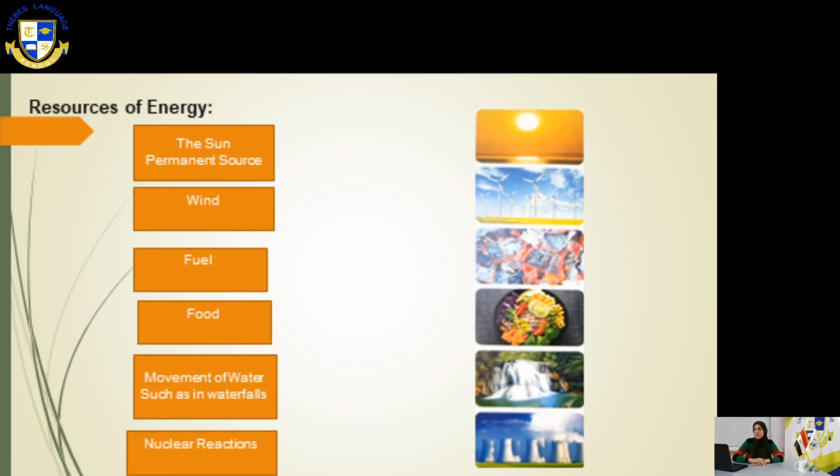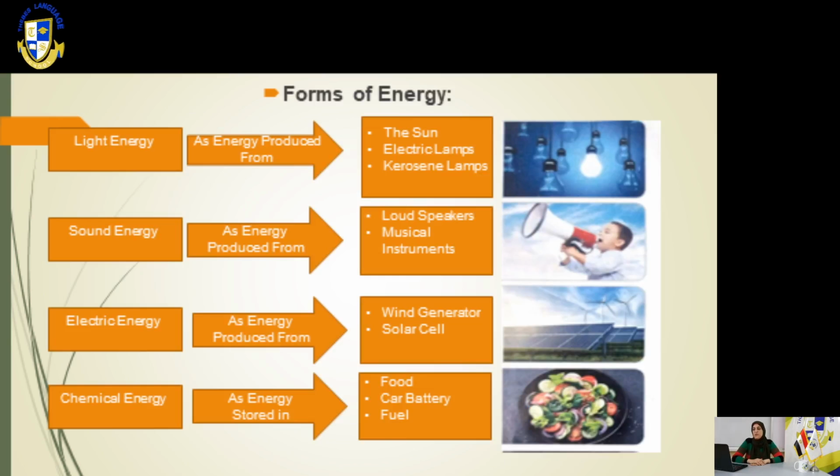Slide 6. Forms of energy. We have many forms of energy. At first we have light energy, which is produced from the sun, electric lamps, and kerosene lamps. And we have sound energy that is produced from loudspeakers and musical instruments. Third, electric energy, as energy produced from wind generators and solar cells. Chemical energy is stored in food, car batteries and fuel.